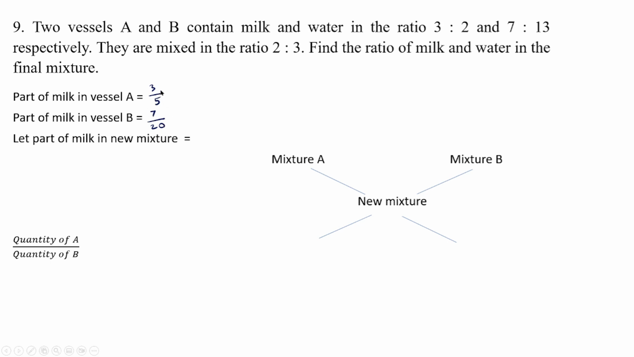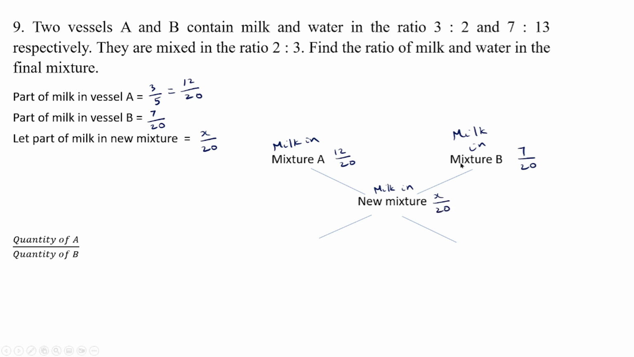Here we have 3/5 and 7/20, so let us make the denominators the same. The LCM of 5 and 20 is 20. So 3/5 multiplied by 4/4 gives us 12/20. And now let us take part of milk in the new mixture as x/20. So here milk in mixture A is 12/20, milk in mixture B is 7/20, and milk in the new mixture is x/20.